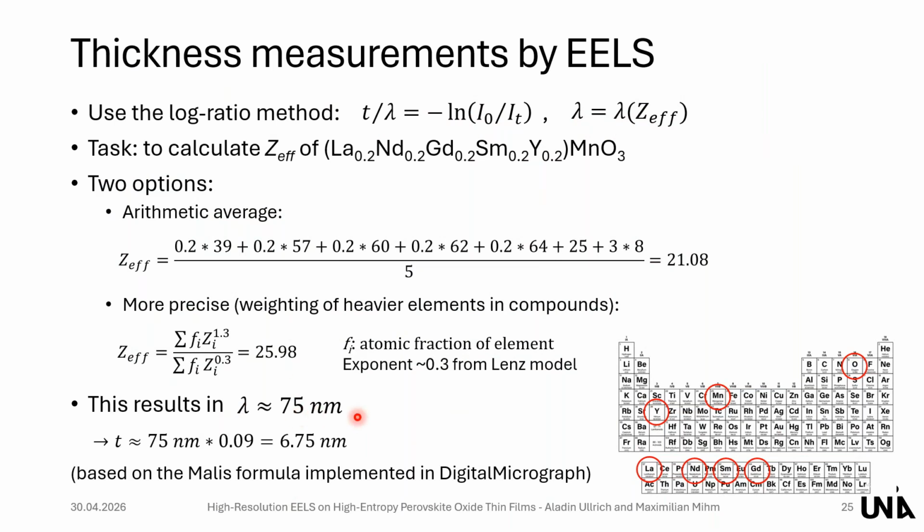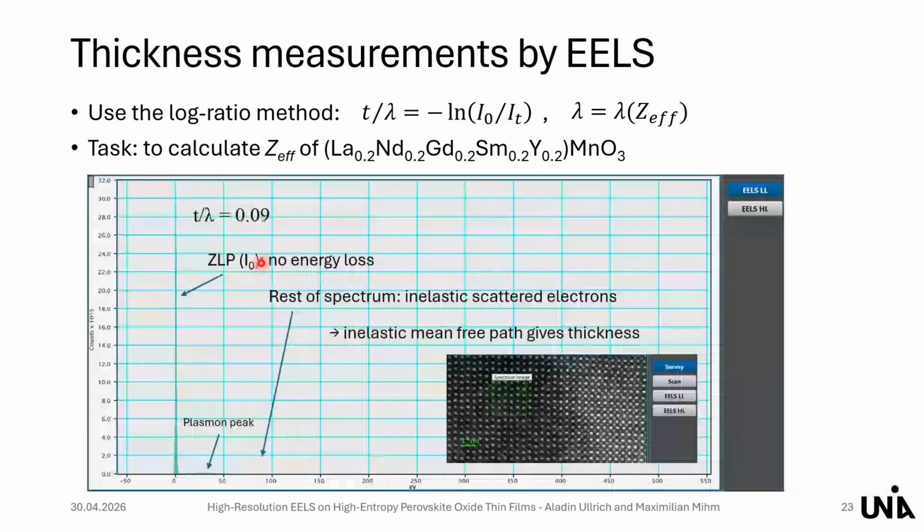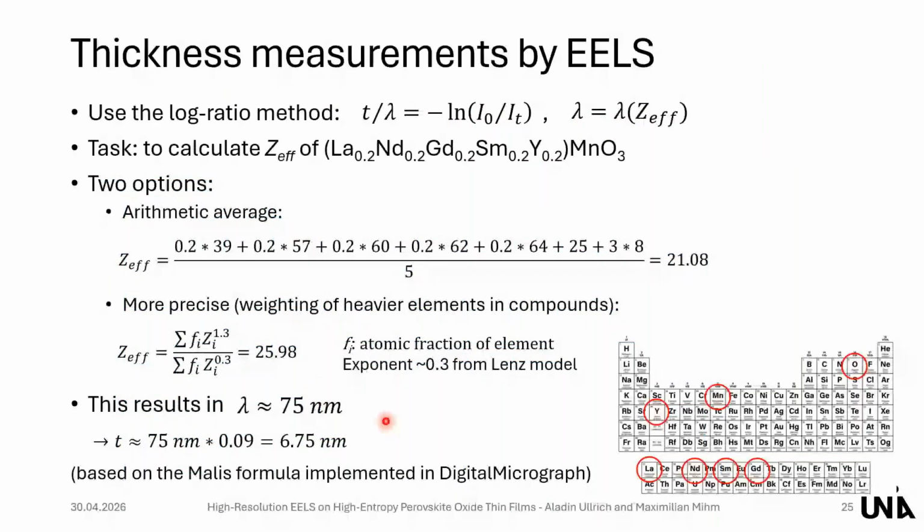And remember our ratio, the t over lambda, was 0.09 for this case. We then finally get a thickness at this region of the sample of about 6.7 nanometers. And this is quite impressive. And this should end up with the option that we get an inhomogeneous distribution of the rare earth metals when performing EELS.